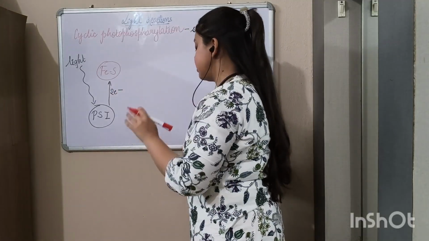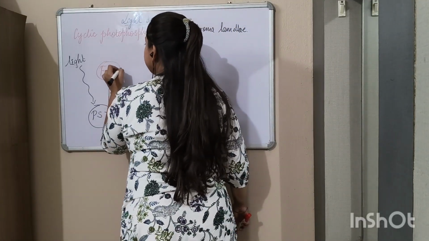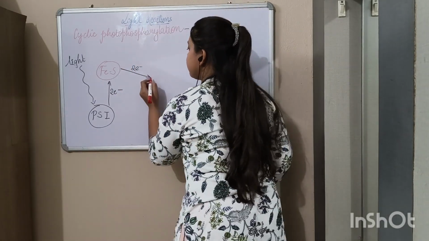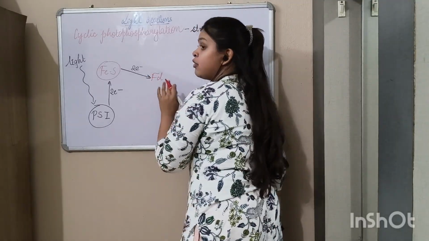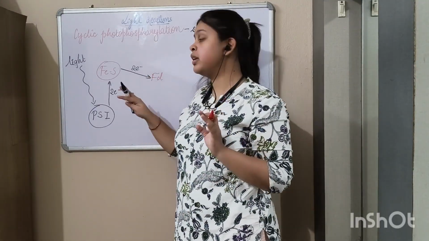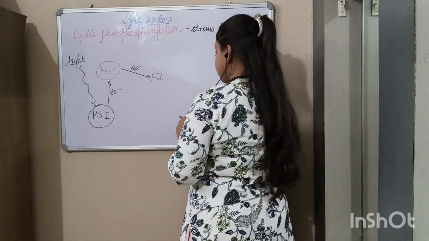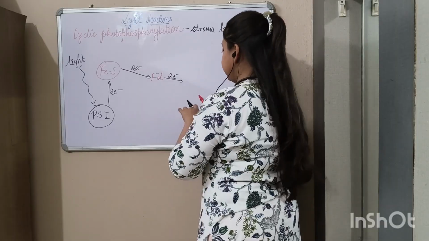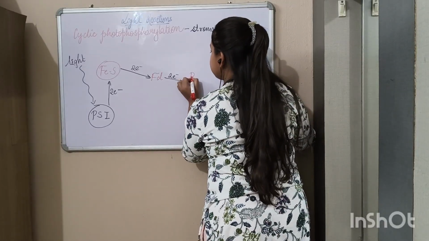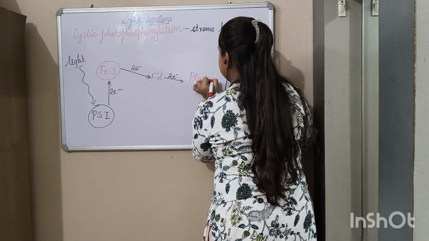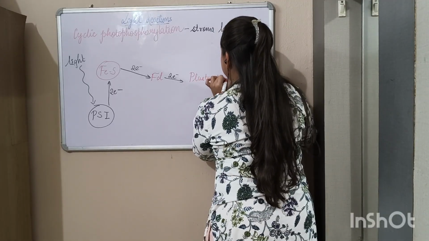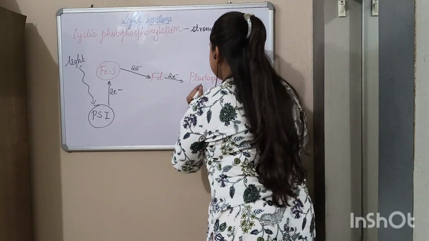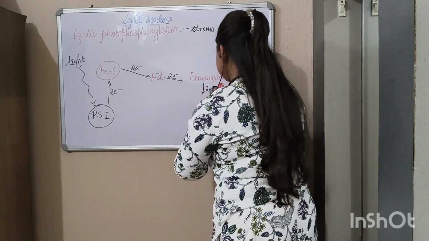From the FES, these 2 electrons will move to the ferredoxine molecule. And remember, there is no FNR here, there is no ferredoxine NADP reductase. So this ferredoxine molecule will pass on the electrons to plastoquinone. From the plastoquinone, these 2 electrons will be transferred to the cytochrome B6F complex.